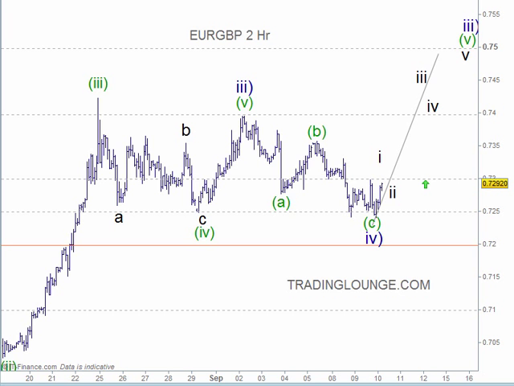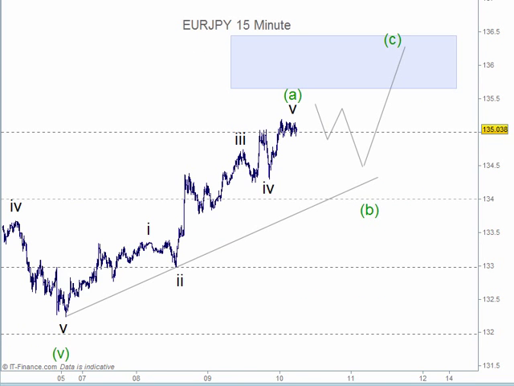Now the next market is the euro yen, and this is just on the 15-minute chart here. The euro is pushing up, and the yen is quite weak, so we're seeing the euro against the yen move up reasonably strongly. Once again, there's probably further upside here, but expect a correction across the 135 area before we see a move up.